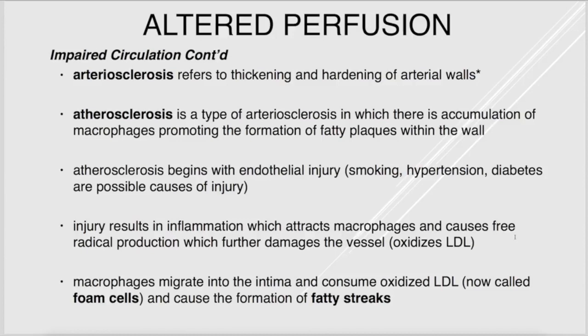All of these injuries, arteriosclerosis, atherosclerosis, they begin with injury to the endothelium, which is the lining of these blood vessels. Things like smoking are very damaging to the endothelium. Hypertension, diabetes, those are all big causes of atherosclerosis. What happens with any injury in the body is it induces an inflammatory response, and then we bring immune cells, inflammatory cells, to the site.